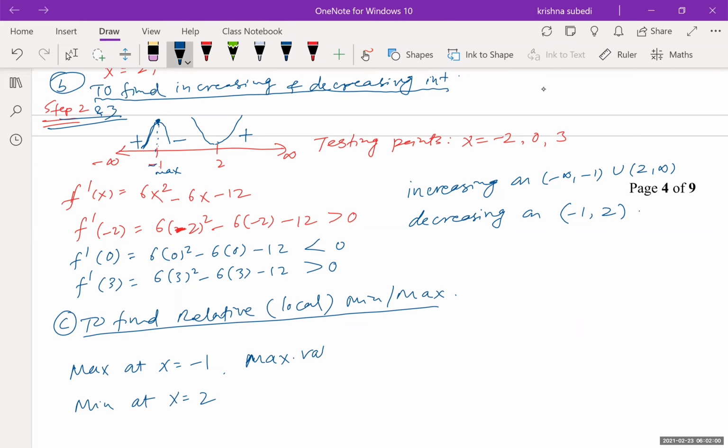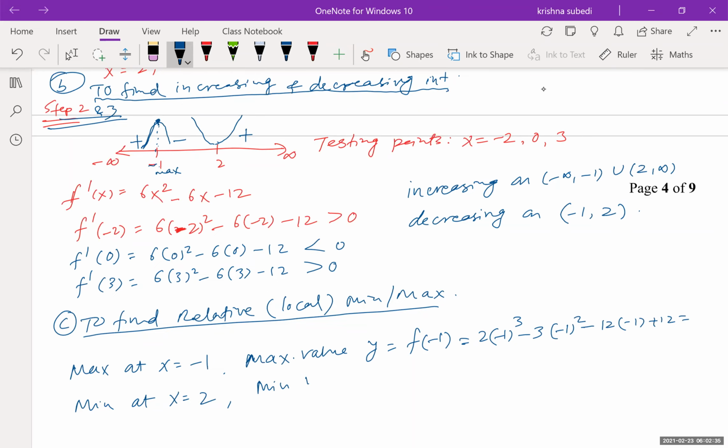So the maximum value, how do we find that? Maximum value means the y value. Y value means the f of x value. So for f of x, when x is -1, you plug this into the original function. Your original function is 2 times x cubed, which means (-1) cubed, minus 3x squared, which means (-1) squared, minus 12x, which means -1, plus 12, which gives me, you can calculate that yourself.